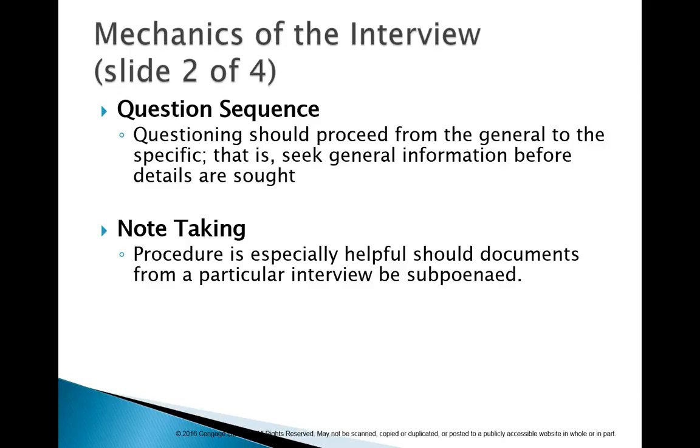It mentions it's particularly helpful if you get subpoenaed, right? And you've got your notes, right? And notes are better than trying to rely on your memory.